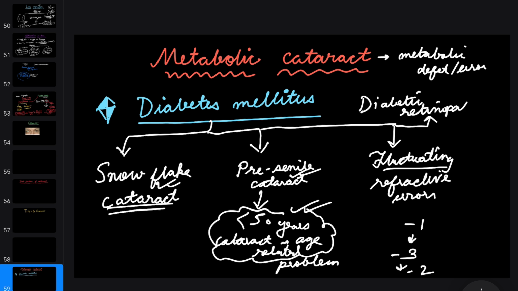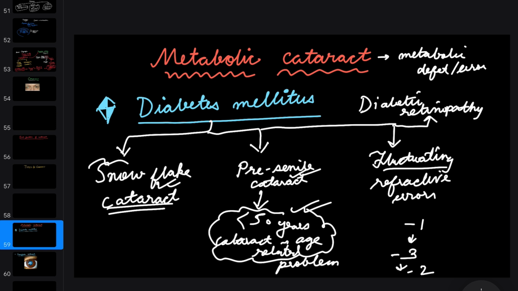Diabetic retinopathy. As the name suggests, it's the pathology of the retina, and retina is a very, very interesting topic. So we'll study this pathology when we talk about retina. Now, since we are talking about cataract, let's study this cataract in a little bit more detail.